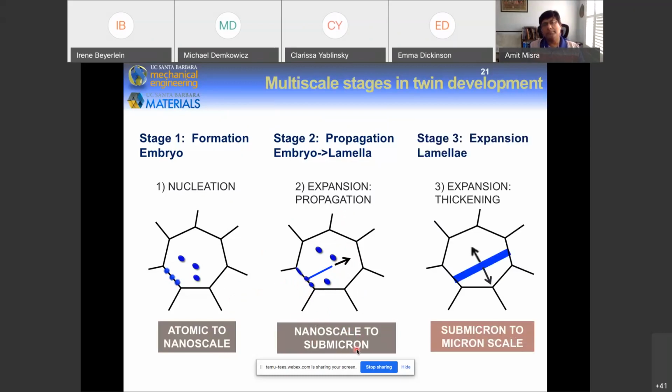And then you have the largest scale, which is submicron to micron, or just the grain scale, where now the twin has spanned the entire grain, and now it begins to thicken. This is the stage where I was describing the twins most often. This is where twins are accommodating deformation, when their boundaries are migrating within the grain.